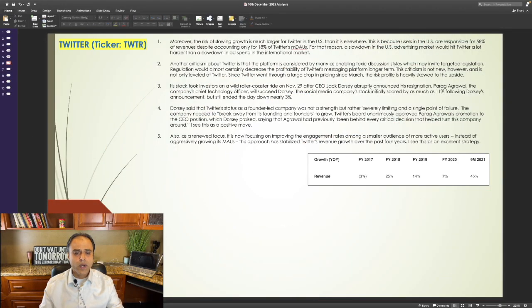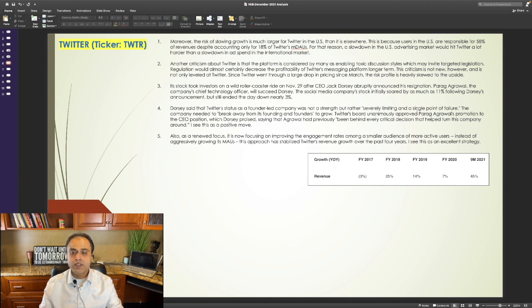Its stock took investors on a wild roller coaster ride on November 29, after CEO Jack Dorsey abruptly announced his resignation. Parag Agarwal, the company's chief technology officer, will succeed Dorsey. The social media company's stock initially soared by as much as 11% following Dorsey's announcement, but still ended the day down nearly 3%. Dorsey said that Twitter's status as a founder-led company was not a strength, but rather severely limiting and a single point of failure. The company needed to break away from its founding and founders to grow.